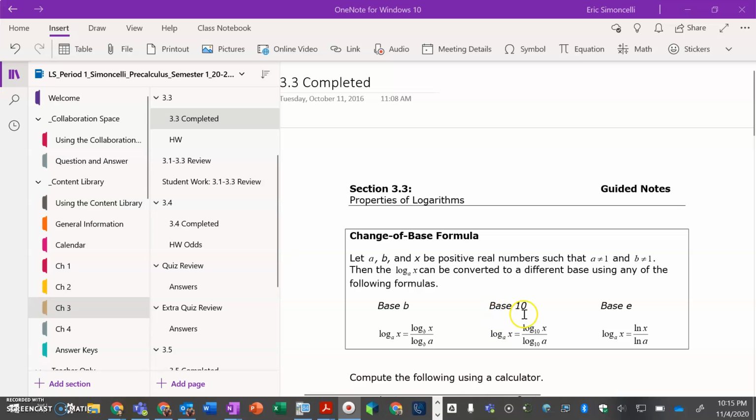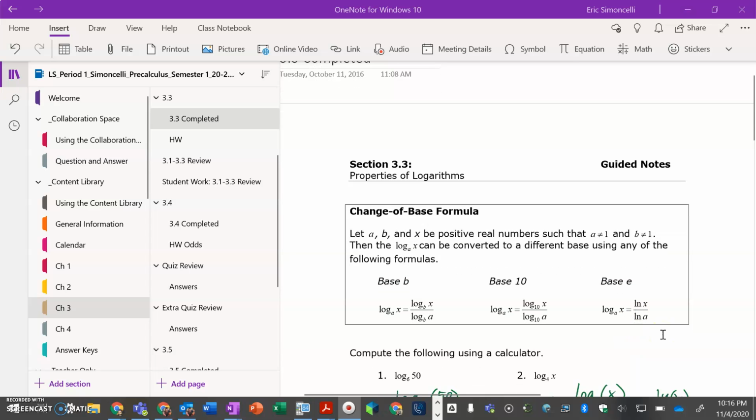If the base is 10, same original problem, log base 10 of x. Again, there's the quantity or the expression you're taking the log of. Divide that quantity by log base 10 of a. So these two should result in the same exact value. And then lastly, base e. Log base a of x can be rewritten as natural log of x divided by natural log of a.